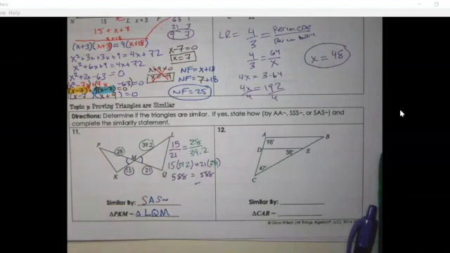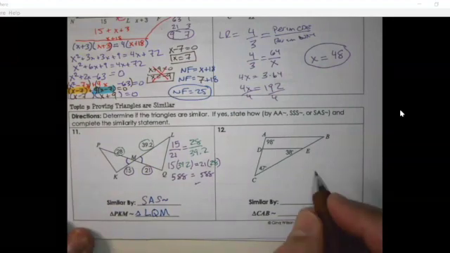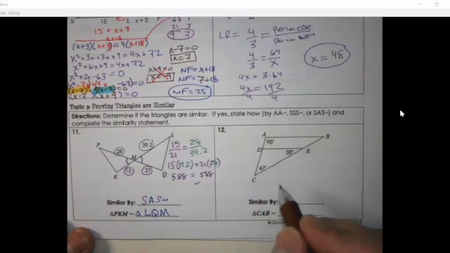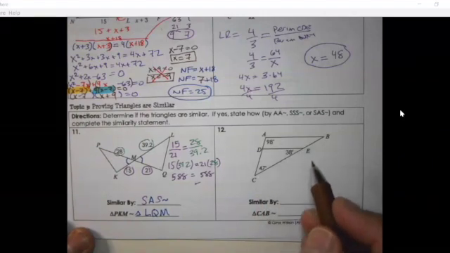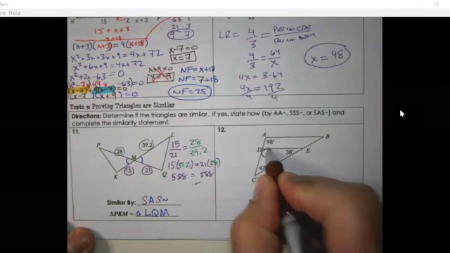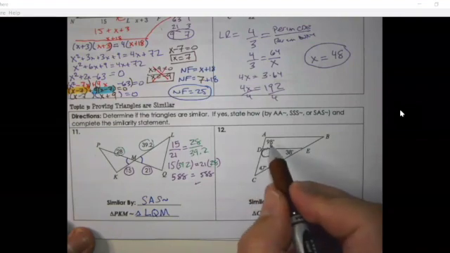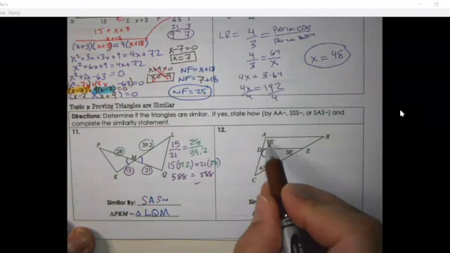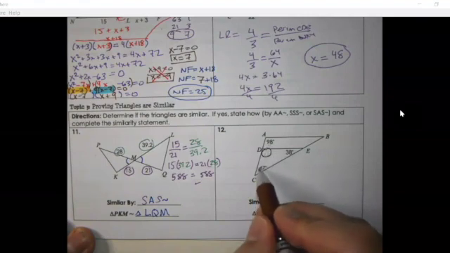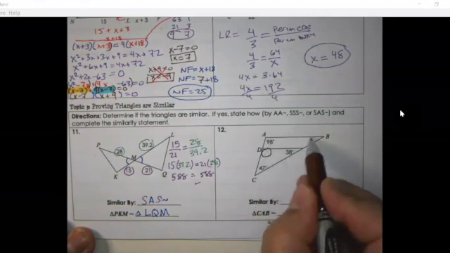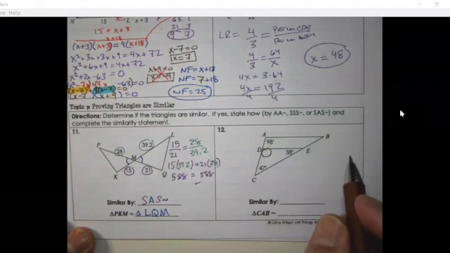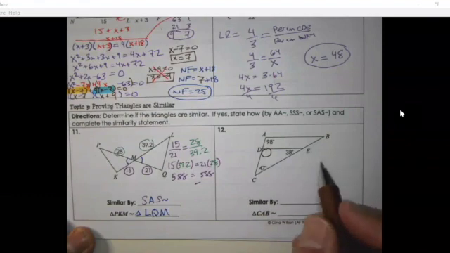Number 12. Well, I don't see any side lengths, so if this is going to work, it's by angle-angle similarity. I'm going to find this angle, and if I can find that angle to be 98, then I know that these corresponding angles are congruent. They share this angle, and the third angle would have to be congruent by the corollary to the triangle angle sum, and that worked beautifully.